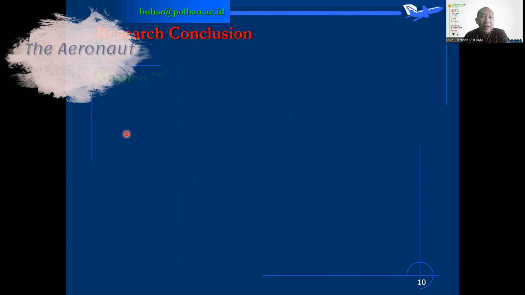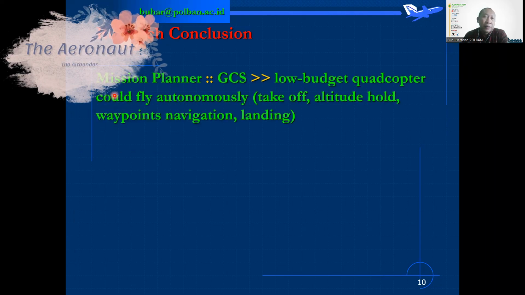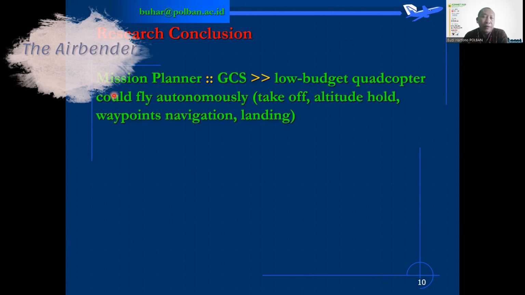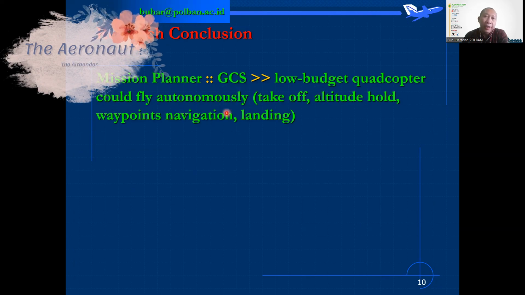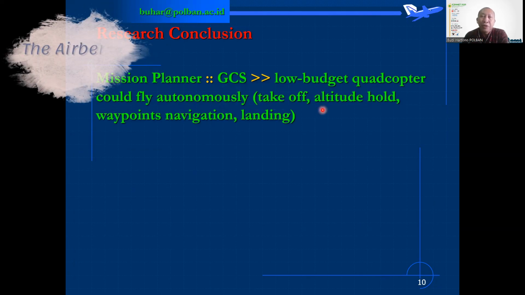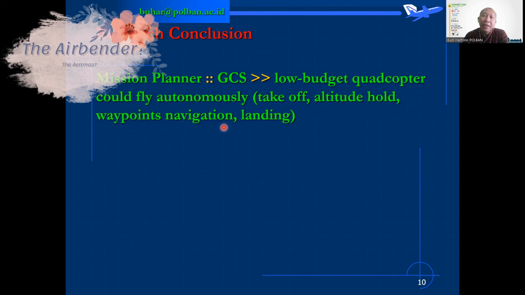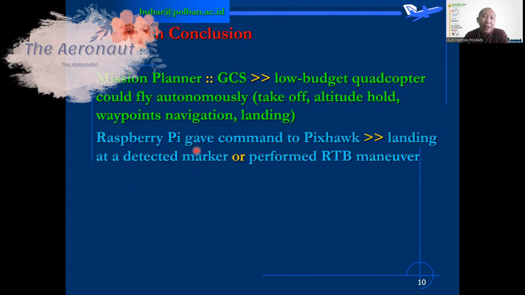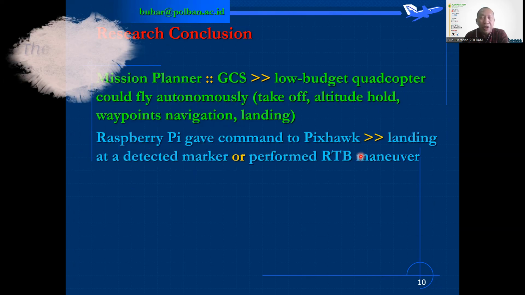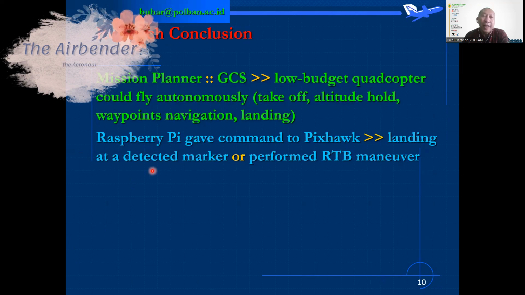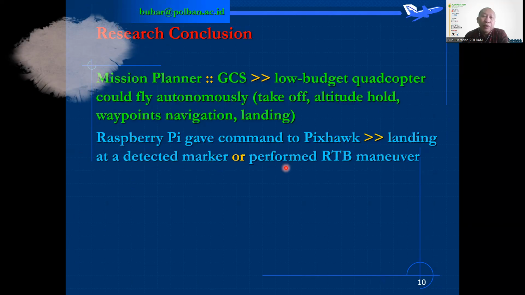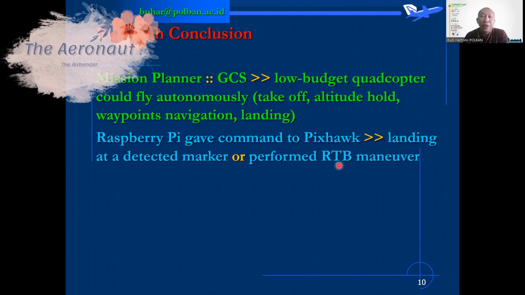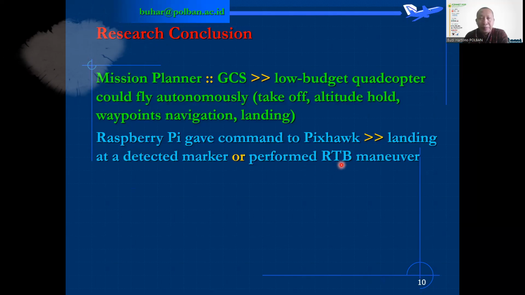The research concludes that through utilizing the Mission Planner software as the ground control system, a low-budget quadcopter could fly autonomously from takeoff, altitude hold, waypoint navigation, and landing. The Raspberry Pi gave commands to FixHop, to land at a detected marker, or alternatively perform a return to base maneuver.